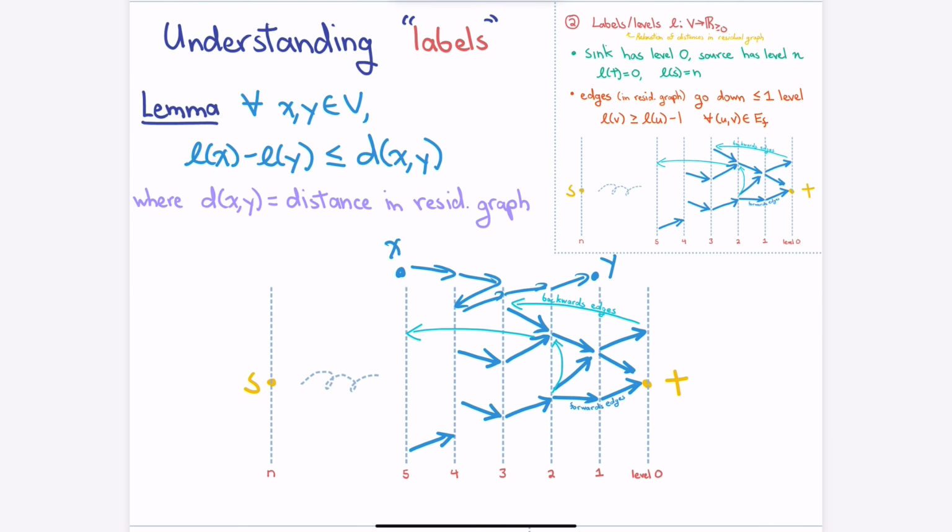Now, as far as labels go, here we start seeing why it's useful to have this whole rule of only going down one level. The labels at some level always bound the distance. So the label of x minus the label of y is at most the distance from x to y. Partly because if y is 5 edges away from x, you can only go down one level with each edge, so they can only be 5 levels away, at least in the downwards direction.